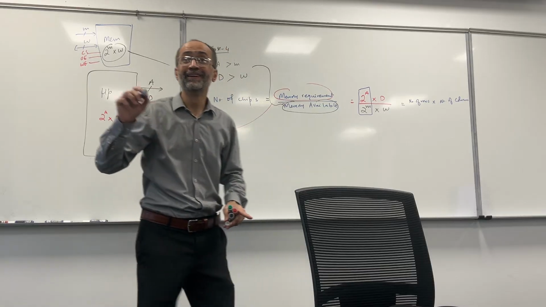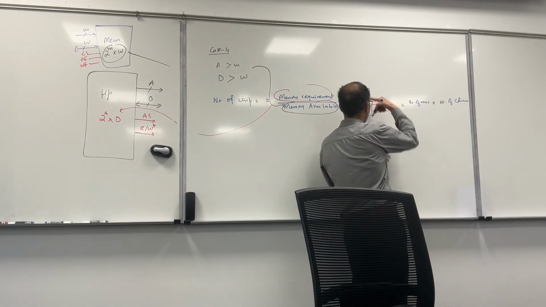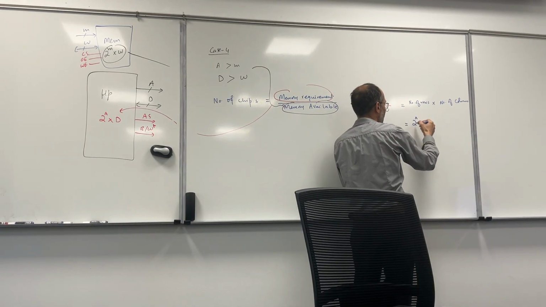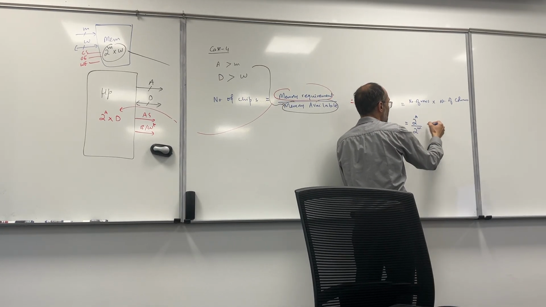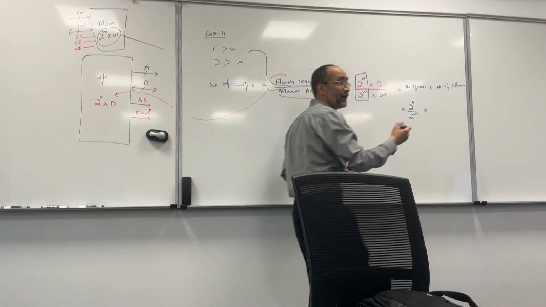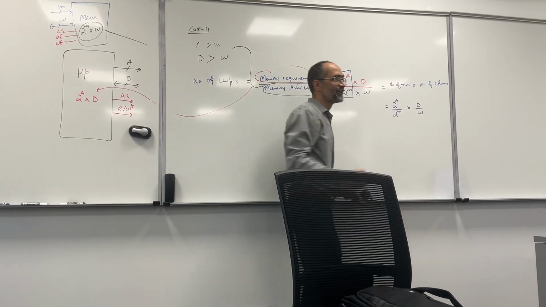And now what is the number of rows? Help me. How many rows will be there? 2 to the power A divided by 2 to the power M, multiplied by, and what will be the number of columns? D divided by W. So these are the number of rows and number of columns.